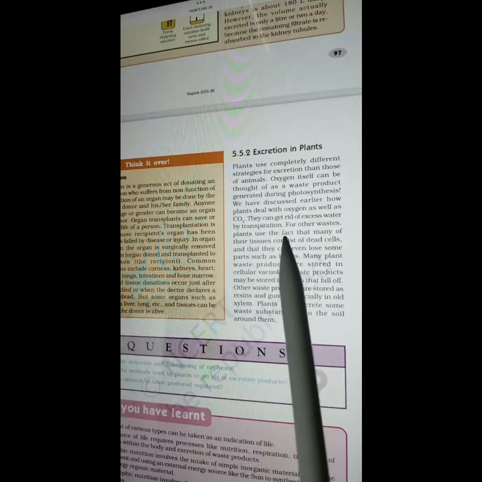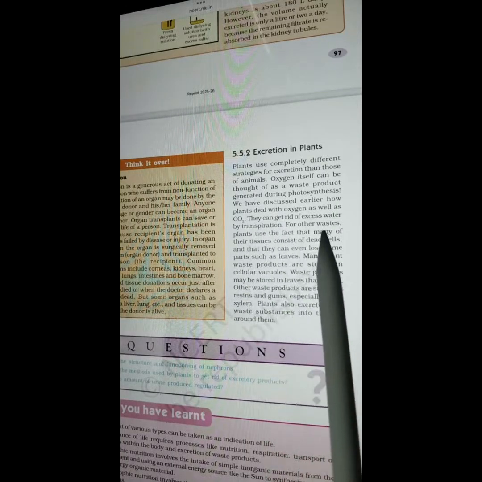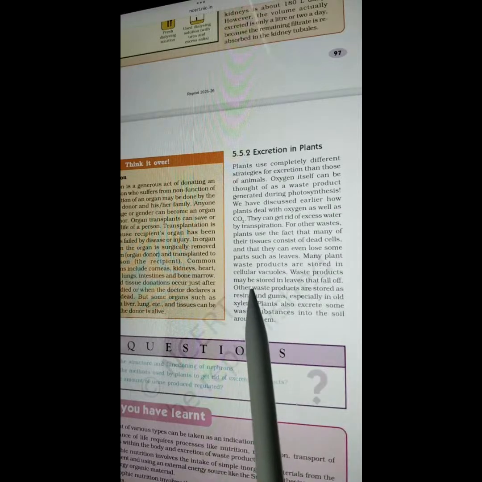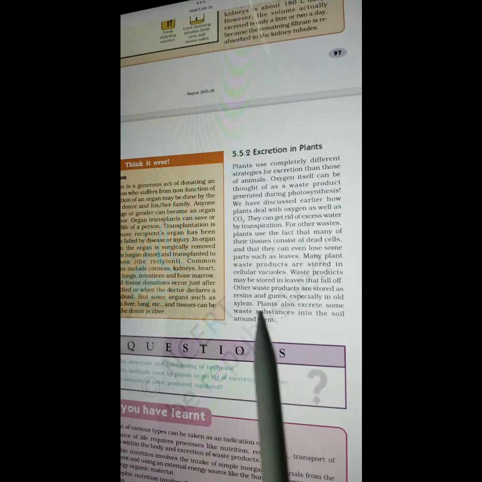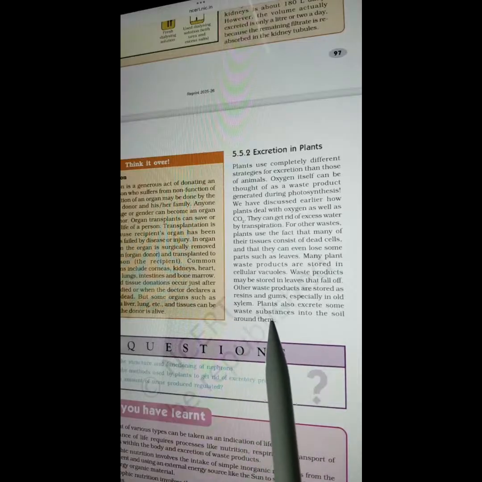They can get rid of excess water by transpiration. For other ways, plants use the fact that many of their tissues consist of dead cells and that they can even lose some parts, such as leaves. Many plant waste products are stored in cellular vacuoles. Waste products may be stored in leaves that fall off. Other waste products are stored as resins and gums. Especially in old xylem, plants also excrete some waste substances into the soil around them.